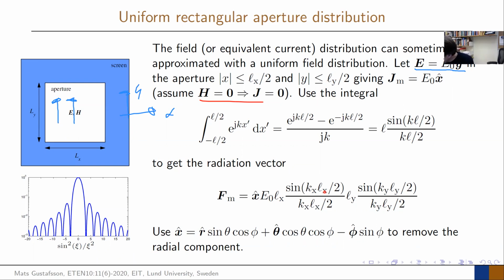And that is the sinc function that gets out there. So I can use this integral. If you don't remember Fourier transform, you can just do it by paper and pen in less than a minute in some ways. You just integrate this exponential function, you get the sinc function. And plugging that in, you get your magnetic radiation vector here.